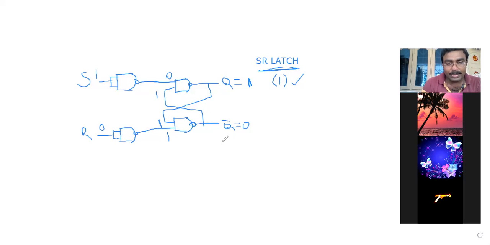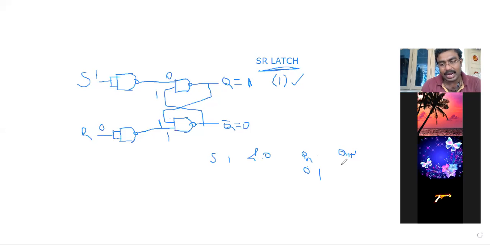Understand, when I'm taking S is equal to 1 and R equal to 0, even if your present state, which I will write as Qn, is 0 or 1, you get a definite next state. That next state is generally called Qn plus 1. Qn is the present state, Qn plus 1 is the next state.